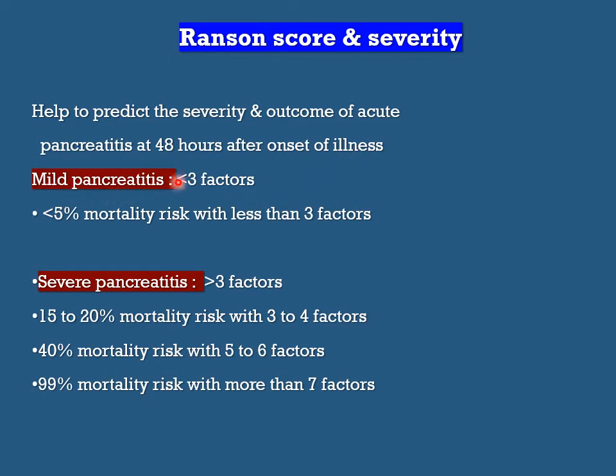Mild pancreatitis, less than 3 factors positive, and the mortality is around 2%, very much lower than 5%. Severe pancreatitis, when more than 3 factors are positive within the 48 hours, and this can be mild to moderate pancreatitis. If it is 3 to 4 factors, mortality risk comes to about 15 to 20%. 5 to 6 factors positive, mortality comes to 48%. If 7 factors or more than 7 factors are positive, mortality can rise up to more than 99%.